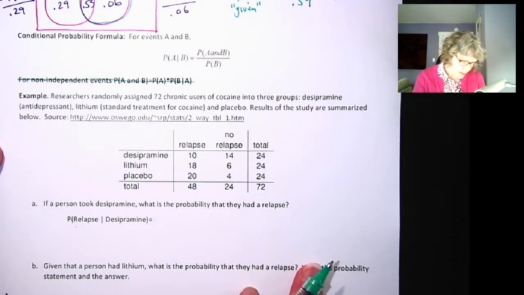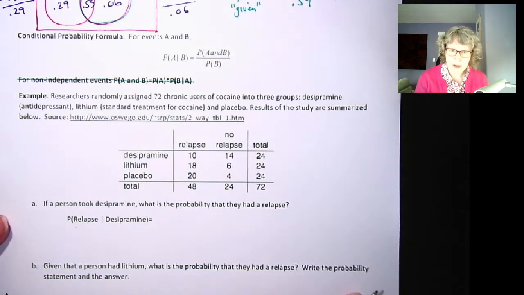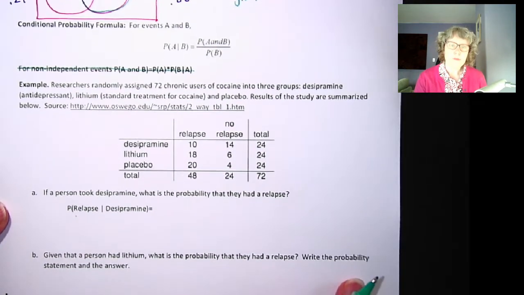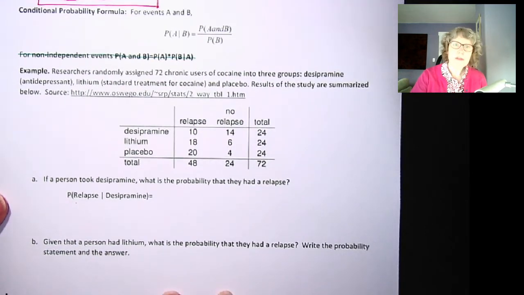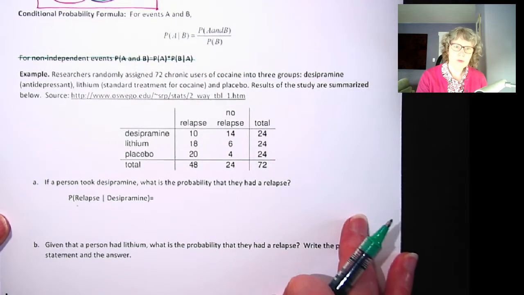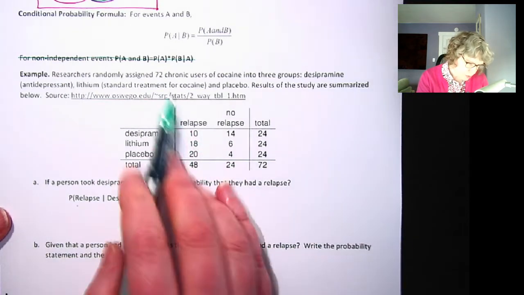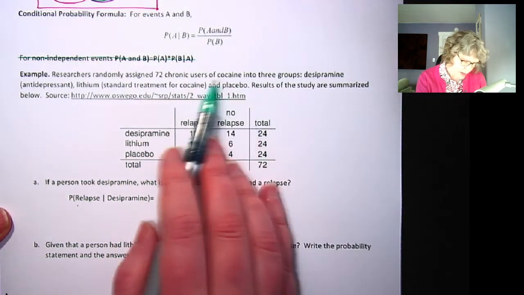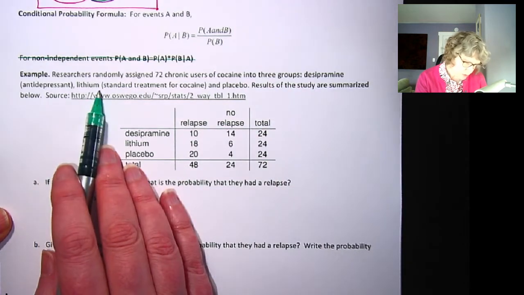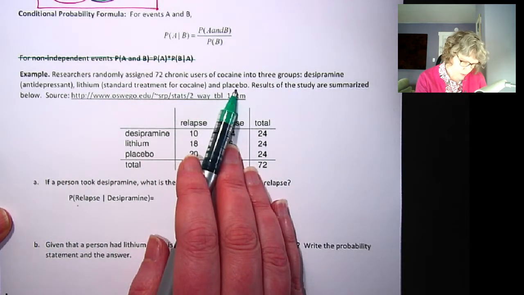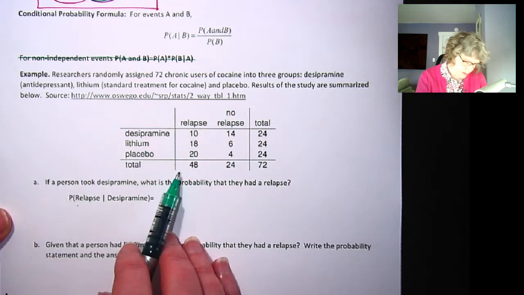Okay, so let's look at this in terms of a table now. How do we find a conditional probability in a table? And we've seen this example before. We have an experiment where 72 chronic users of cocaine were randomly assigned into 3 groups. Desipramine and lithium were the treatments, and a placebo group. The results are summarized below.